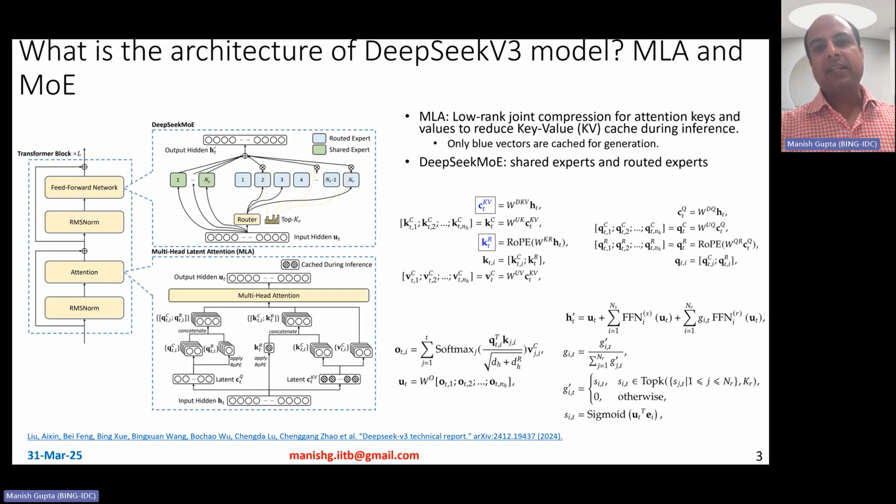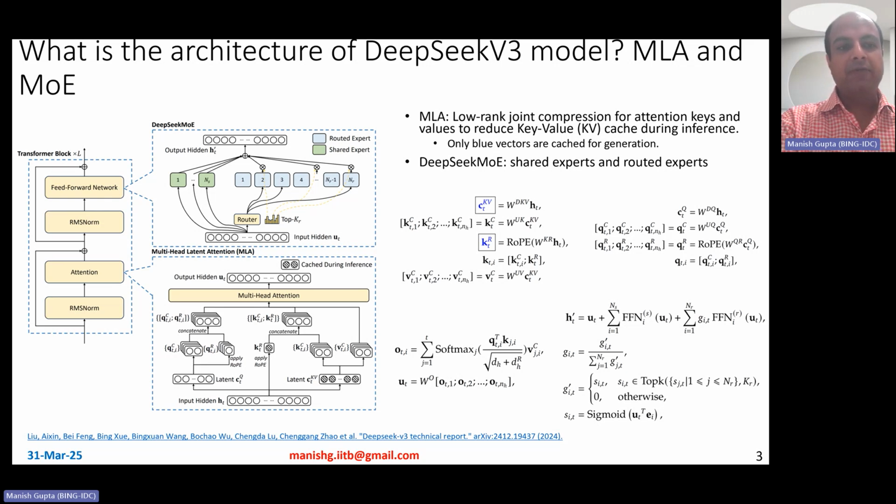Okay, so what is the architecture of this DeepSeek V3 model? Let's talk about MLA and MOE. MLA is multi-head latent attention, and MOE is mixture of experts. Mixture of experts is a well-known thing. Attention of this kind has been around for maybe 3 to 4 years at least, but MLA has been recently proposed by the DeepSeek V2 folks. So let's talk about those.